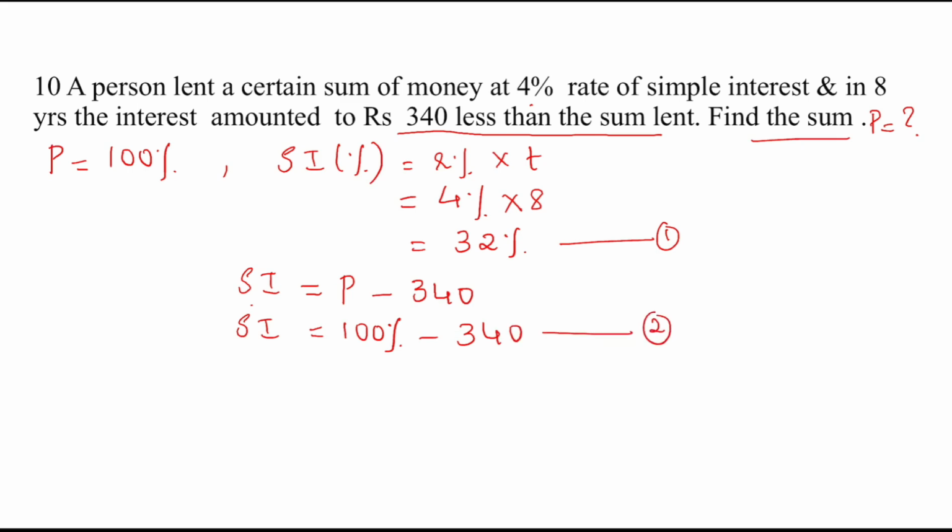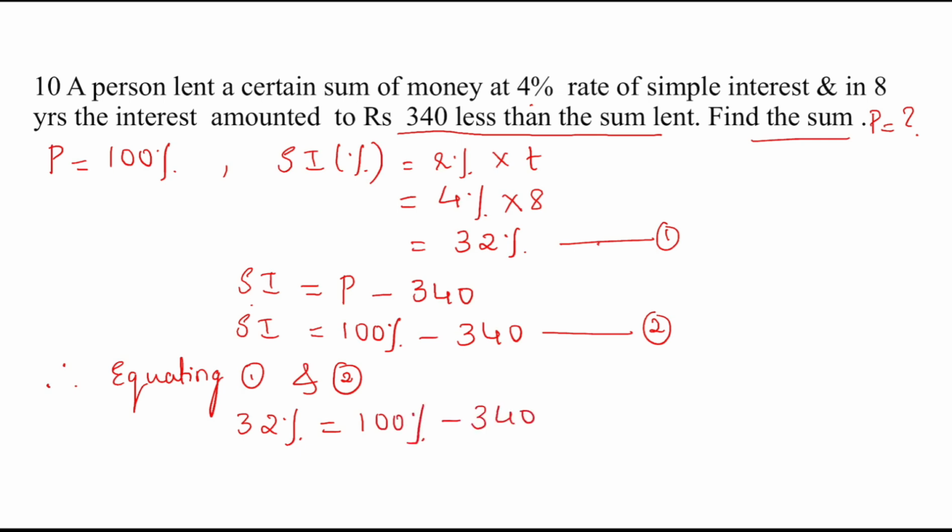So SI in percentage we know is 32%, and SI is 100% minus 340. Therefore, equating equations 1 and 2, I can say that 32% is equal to 100% minus 340. So I'll take 32 this side and 340 that side. So 340 is equal to 100% minus 32%. 100 minus 32 is 68, so 340 is equal to 68%. So I got that 68% is 340 rupees.